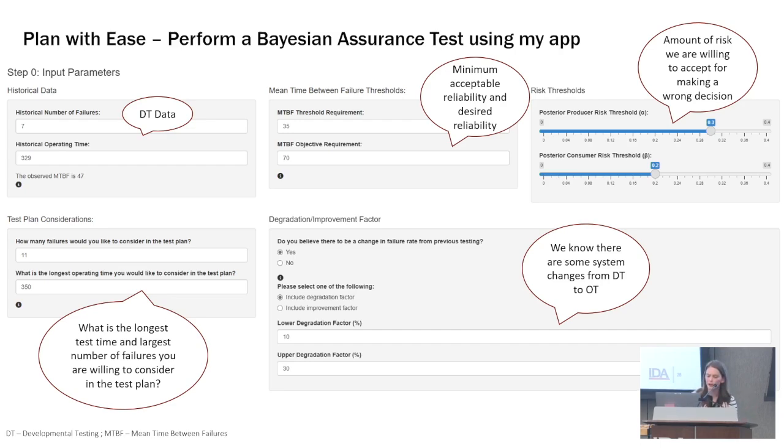And then this last box is the degradation or improvement factor. And here, remember, we knew that there were going to be some system changes from the literature when using DT data to plan for OT. And so this is the box where we include that 10 to 30% degradation factor. You can also include an improvement factor if you think there's going to be improvement from one phase to another.